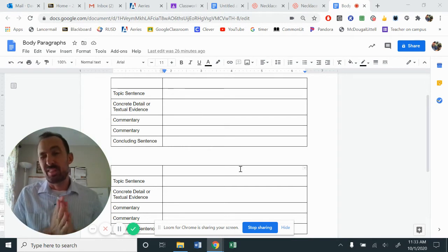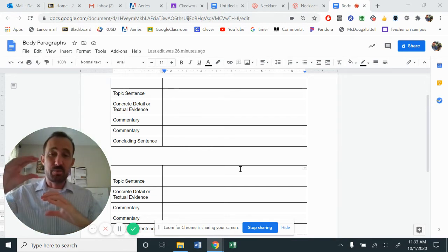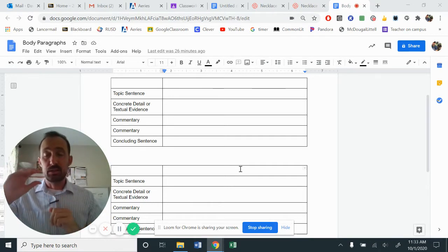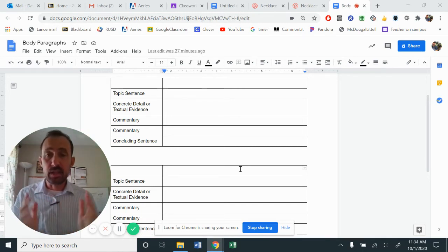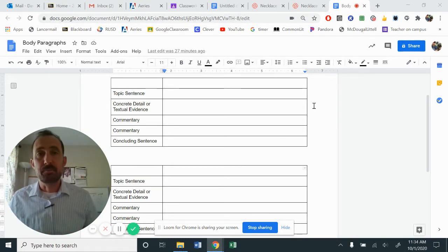Now, when we worked with Of Mice and Men, we had each body paragraph separated by character. You selected either George or Lennie, Crooks and Curley's wife. Here, we're dealing with one character. We're dealing with Mademoiselle. And for Mademoiselle, she is showcasing two themes that we have already identified.